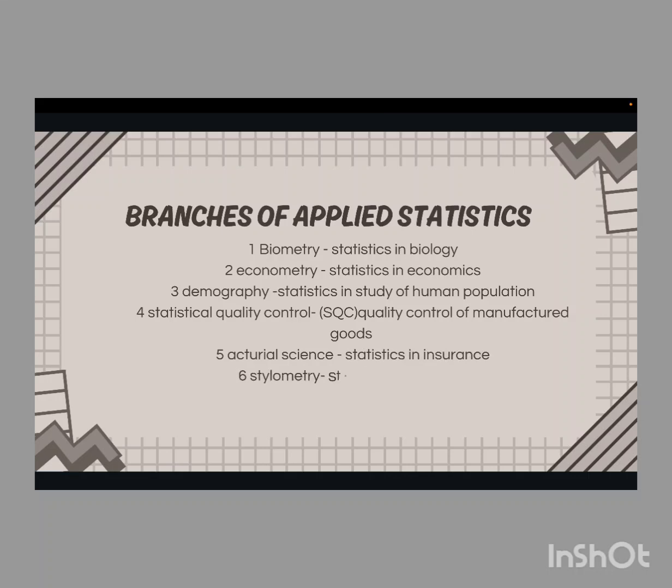Branches of applied statistics. Statistics has a couple of branches across different subjects. Statistics is not only limited to business, it is a very vast subject. Biometry is statistics and biology. Econometrics is statistics and economics. Demography is the study of statistics and the human population. Every 10 years they go and check how many people are there in your house, the number of people and everything. That is called demography.